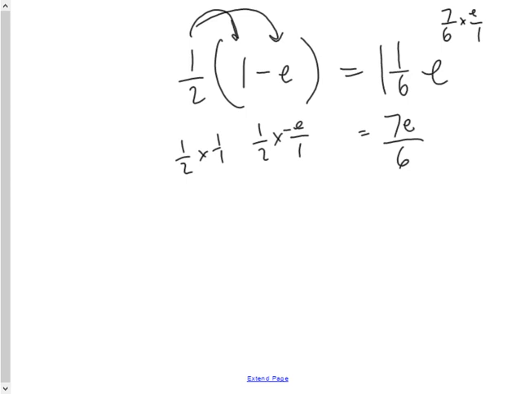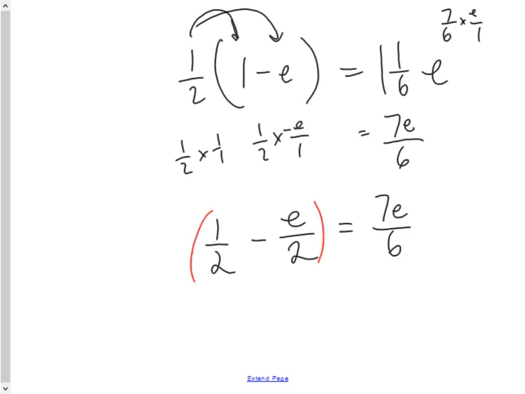So 1/2 times 1, well, that's easy. It's still itself. It's still a half. 1/2 times negative E would be negative, or minus E over 2 equals 7E over 6. Again, I don't want to deal with fractions. I hate them. So before I start getting rid of E from both sides, I'm going to multiply both sides by a common multiple of denominators so that I do not have to deal with fractions. In this case, the number 6 will work nicely because it's a common multiple of 2 and 6. 6 times a half, I'm not even going to show you the work. That's 3.